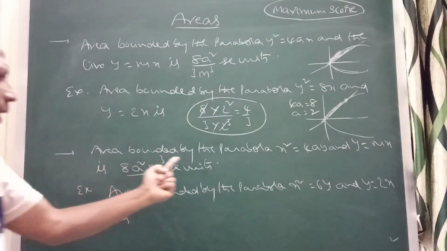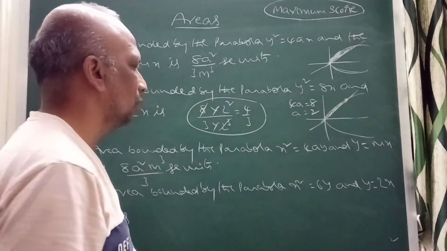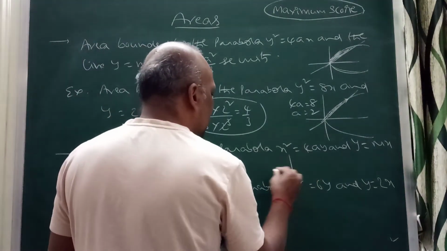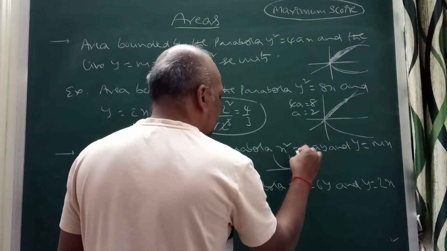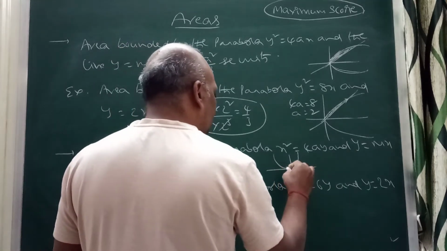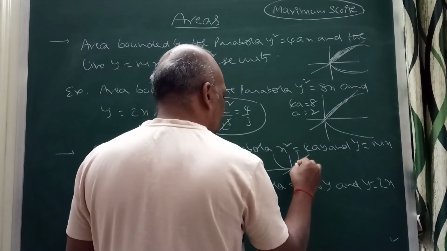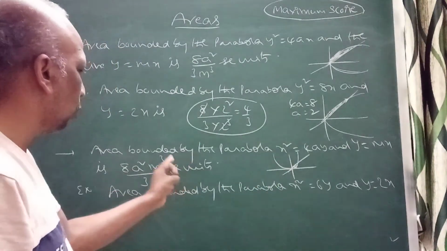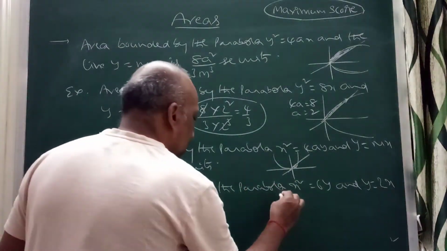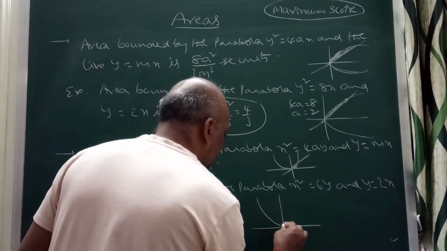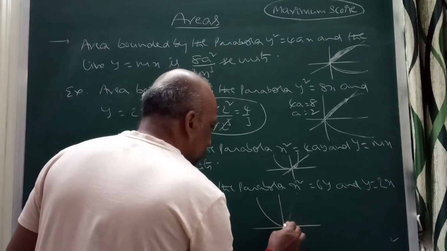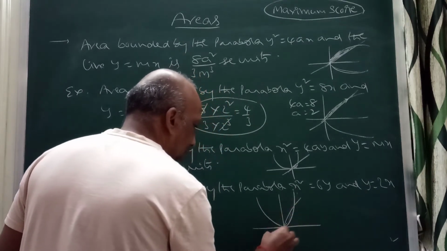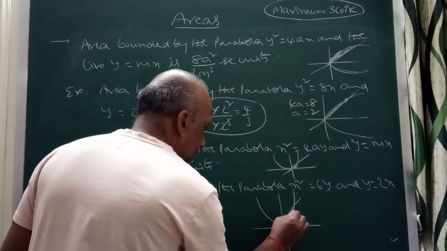Coming to this. Area bounded by the parabola x square equal to 4ay. X square equal to 4ay means you get a curve like this, right? This is x square equal to 4ay and y equal to mx. So the line y equal to mx cuts like this. This is the area. Correct. That will be the area. This is the formula given. Same thing. X square equal to 6y. The line cuts like this. So this is the required area.